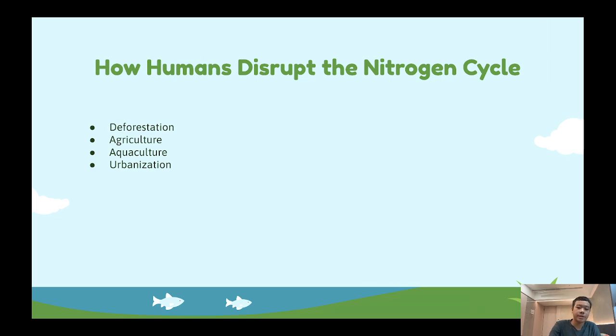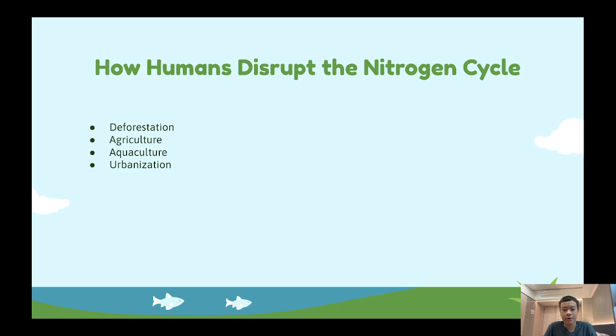So, how have humans disrupted this nitrogen cycle system? First, through deforestation, where deforestation leads to fewer trees, which leads to less leaf litter and plant matter. This also leads to less decomposing material and fewer animals, which lead to less nitrogen-rich waste such as urine and feces.